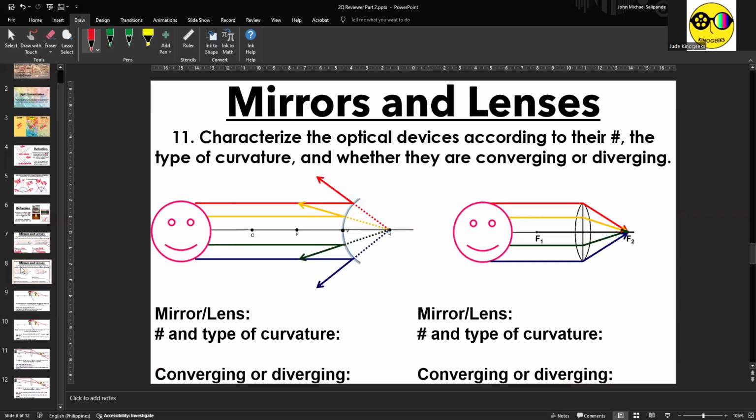Next, third optical device. In the third optical device, the smiley face is once again placed infinitely in front of the optical device. So we have one curvature in which the reflective side is facing outward, or the smiley face is facing the outward curvature of the mirror. So yes, technically this one is a mirror, but since this one has an outward curvature, then therefore we will classify it as a convex mirror.